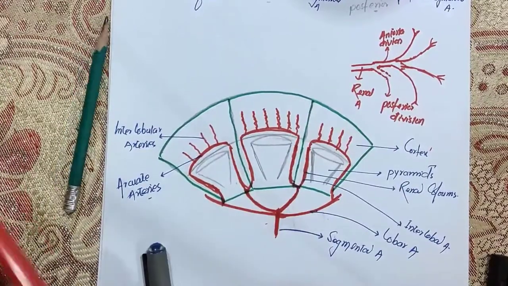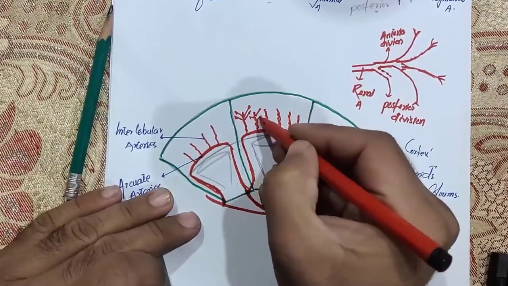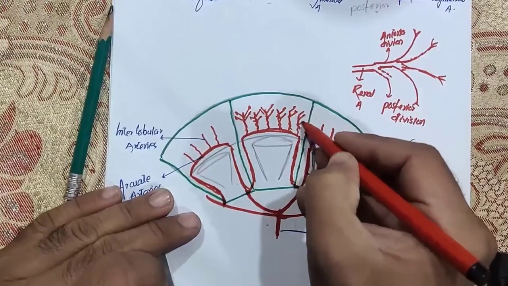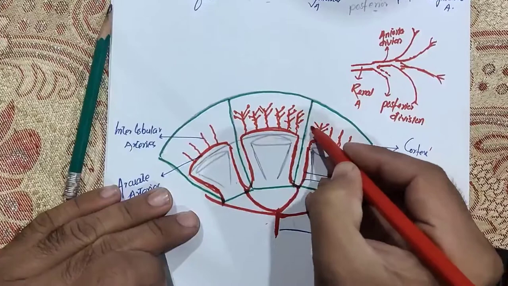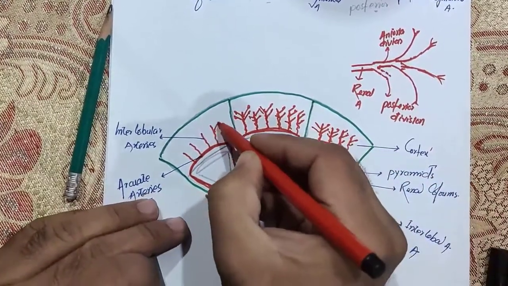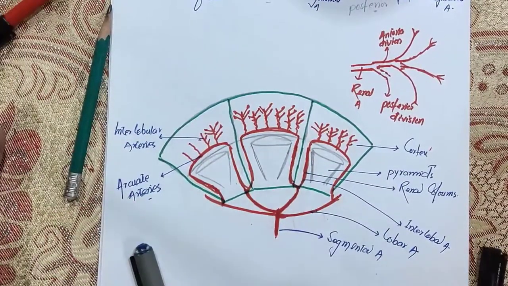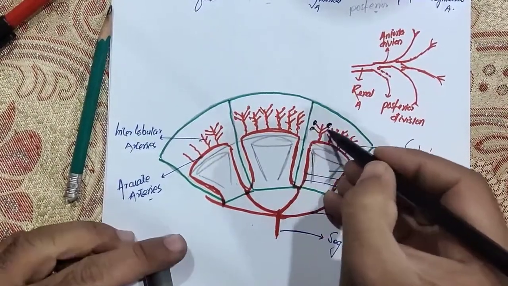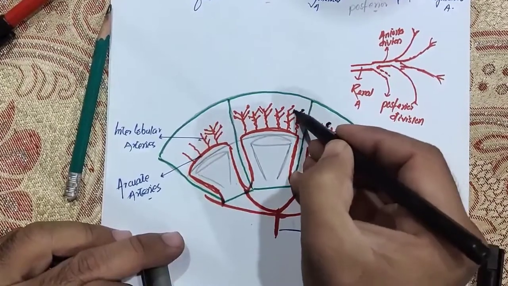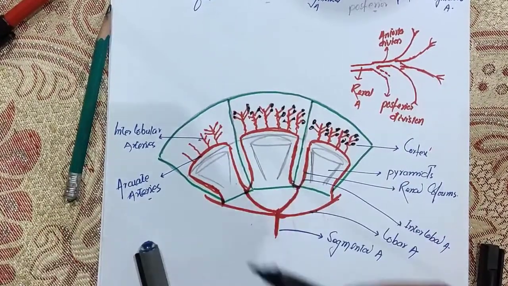So we say that from the interlobular arteries, there are small arterial branches which will enter the glomerulus. We call them the afferent arterioles. I will enlarge this area and show you the afferent arterioles. These are the afferent arterioles, right? Afferent arterioles will enter the glomeruli. These are the glomeruli, right? Now let's enlarge this small part.